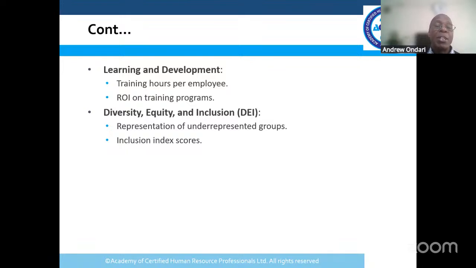Then the second benchmark under learning and development is return on investment. That training is an investment. How is it an investment? It's because we expect the employees to produce results after the training program.